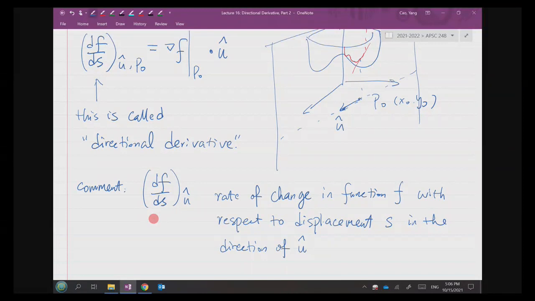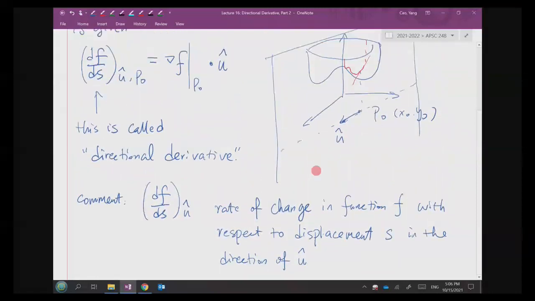Let me ask you a simple question. What if the directional derivative is 0? What does that mean? Yes, you have basically no change in altitude. So you're literally walking around at the same altitude. Good.